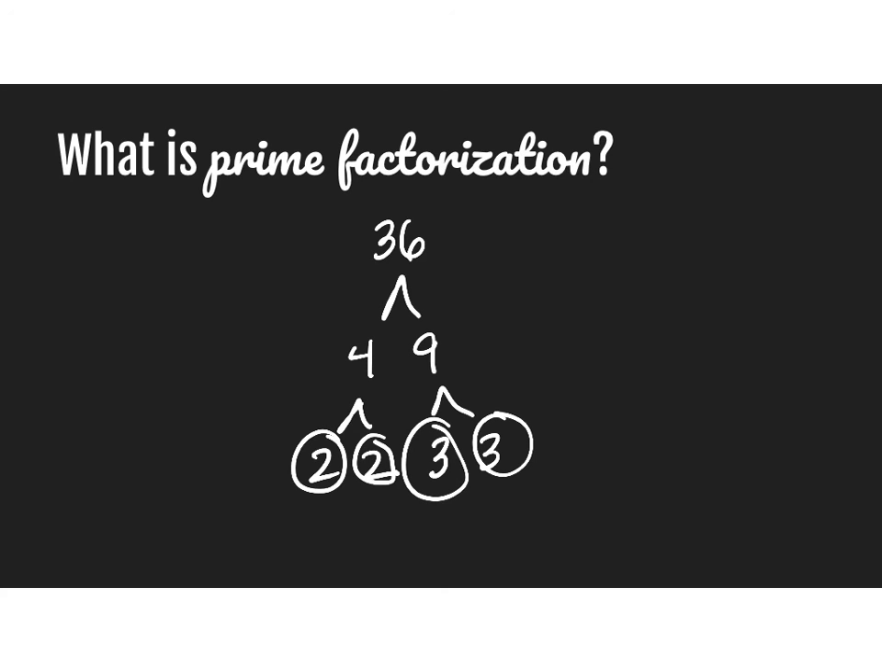So we continue breaking down until we get to all prime numbers. And this is kind of like a code for 36, right? 36 is equal to 2 times 2 times 3 times 3, and we can say this a little bit simpler. We can say 2 to the second power times 3 to the second power, which means we multiplied 2 by itself 2 times, and we multiplied 3 by itself 2 times.